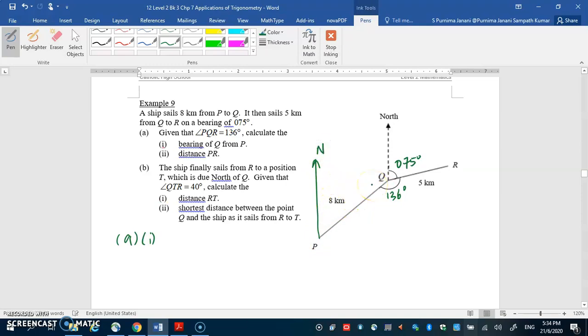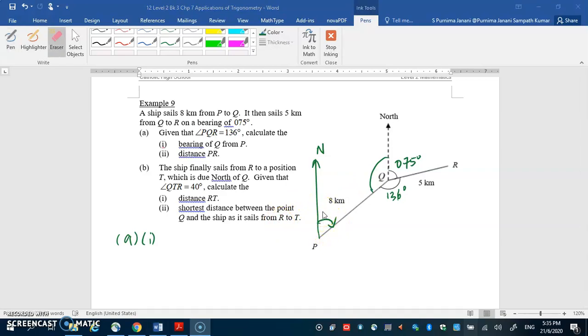Use a ruler and then you go from this north line all the way until you hit PQ in a clockwise direction. So how do you find this angle? This angle, basically you take 360 degrees minus 075 minus 136 to find this angle here, right? Then you can take 180 minus that angle to find the bearing of Q from P.